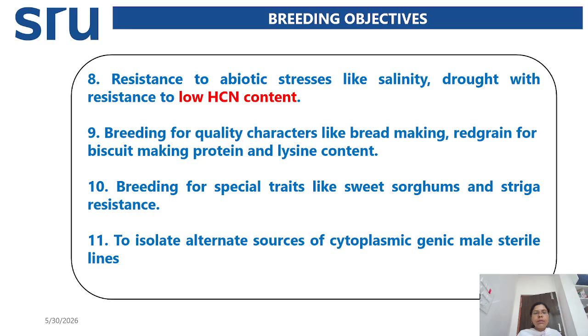And next is breeding for special traits like sweet sorghum and striga resistance. We are also using it for making bread or chapatis. We are breeding for sweet sorghums and striga resistance. We can see striga mostly in the sorghum crop. And next is to isolate alternate sources of cytoplasmic male sterile lines.